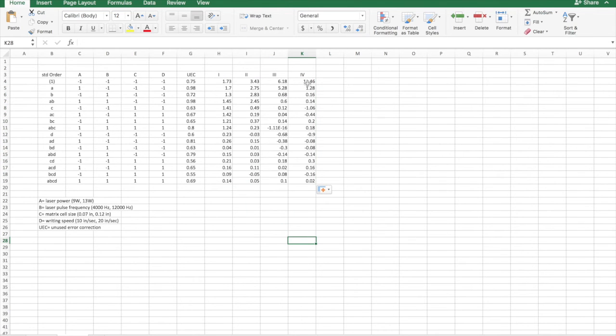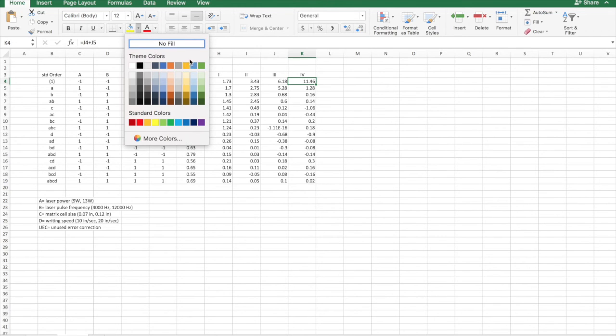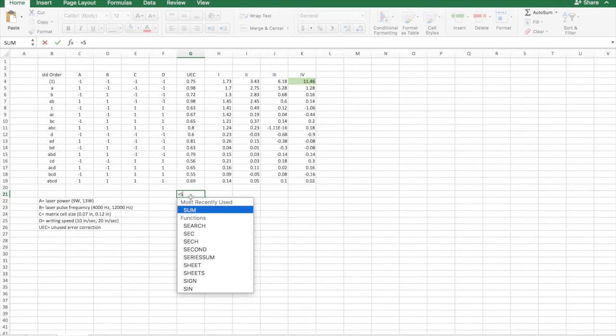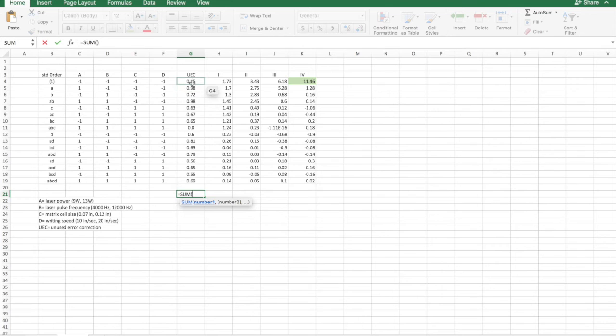Now this number is called the grand total, which is the sum of all the data. We're going to color it with a different color to identify it. If we sum all this data, it has to equal 11.46. So that's the grand total. Now we have to estimate the effects.